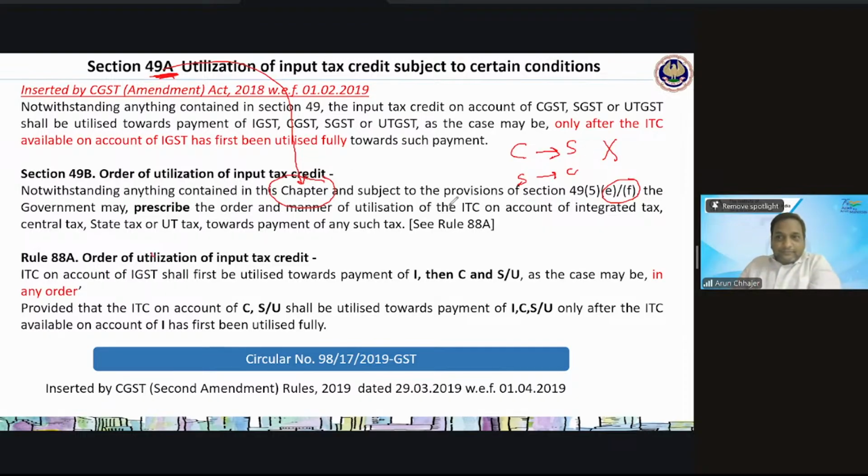Okay. What does it say after that? Then it says government may prescribe. Prescribe means, what is the meaning of prescribe? Just allow me 1 minute.